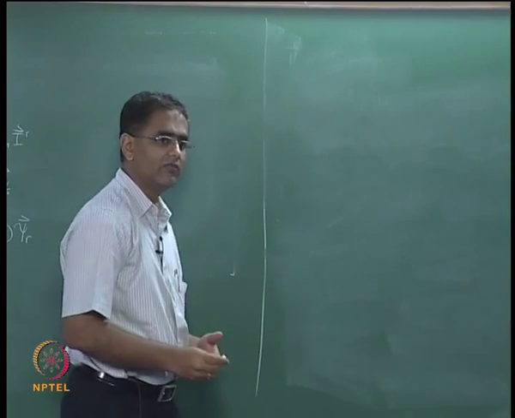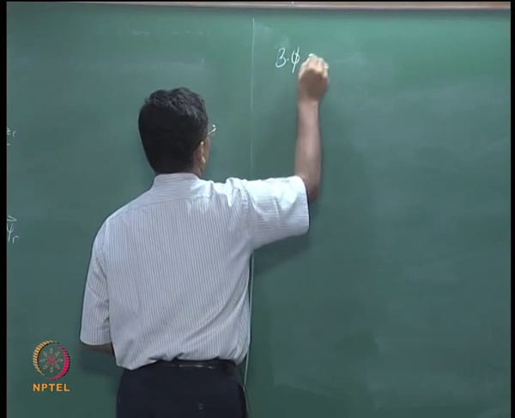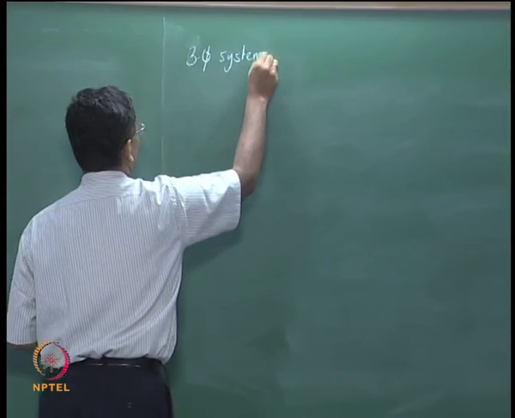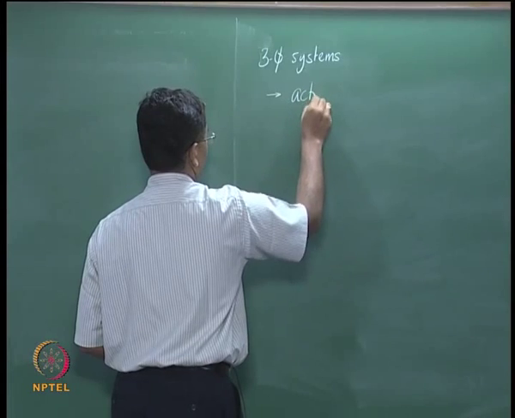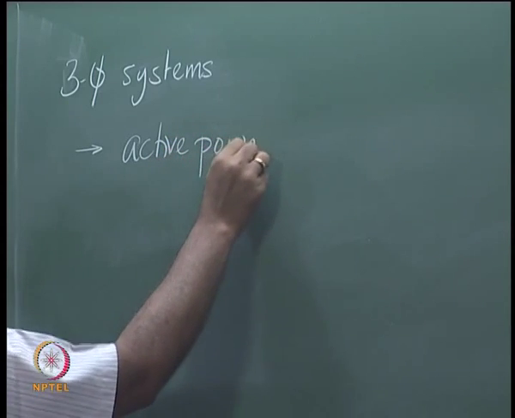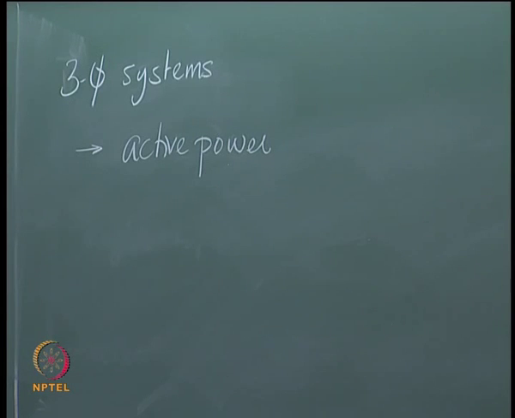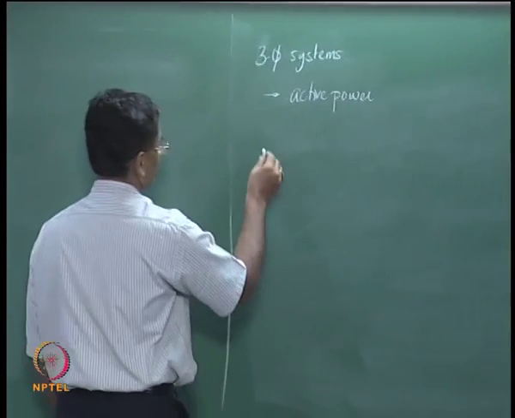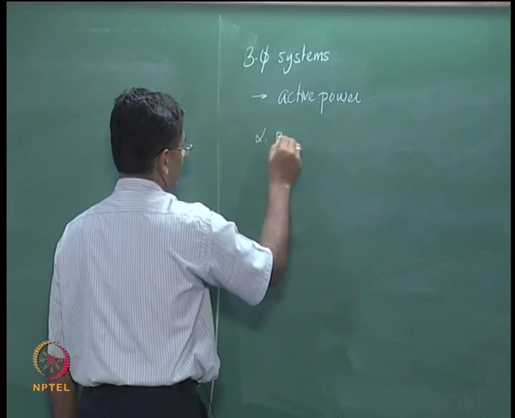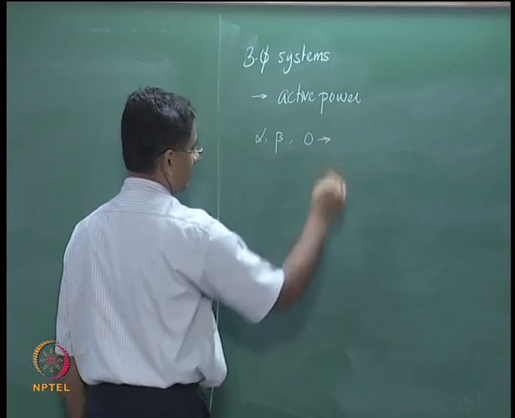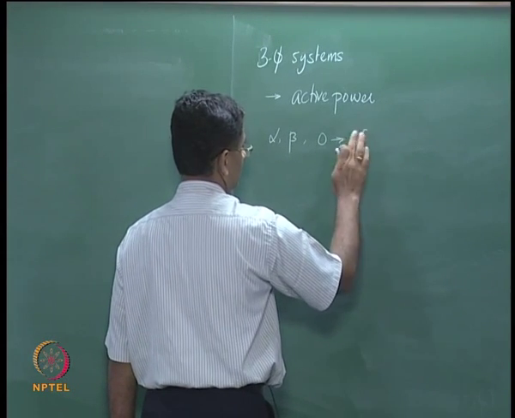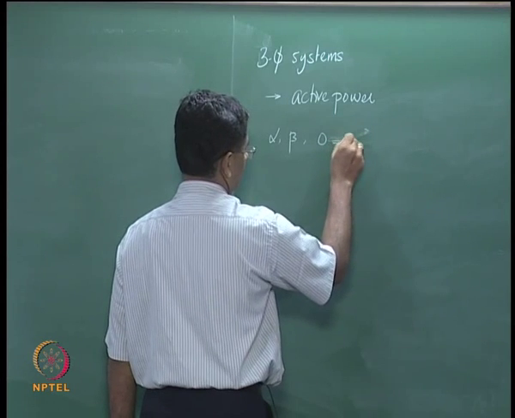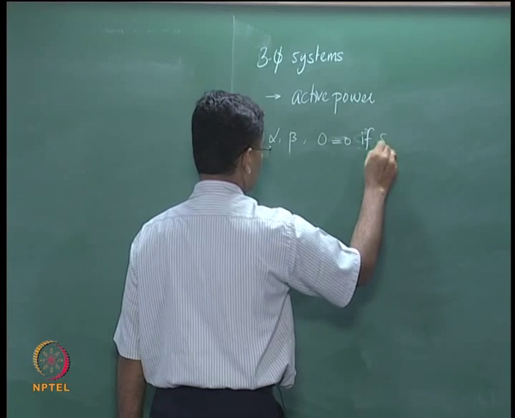Now we know that in three phase systems, when you connect a load, there is a certain active power that is being given. What we have done as a part of this analysis is we have converted this three phase system to a two phase system, and therefore we have alpha beta axes. We also have the zero axis, and the zero axis term is equal to zero if the system is balanced.